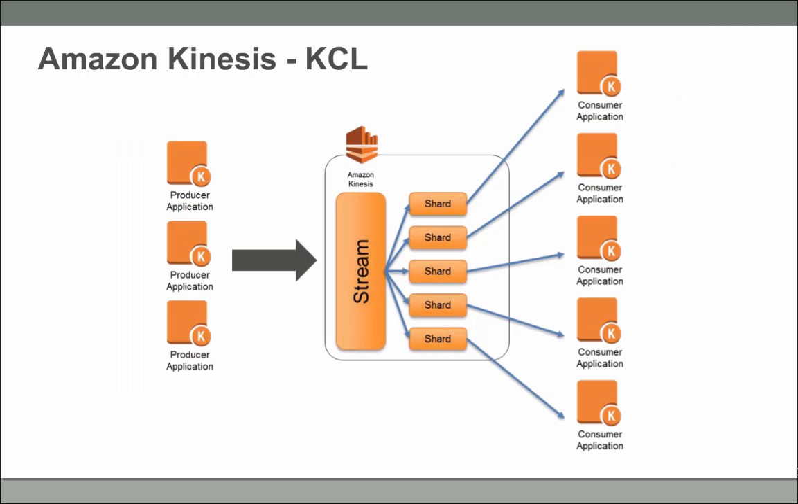So this is sort of a picture of what it looks like. We have these producer applications that are funneling data into this Kinesis stream. In this case, the stream is comprised of 5 different shards, and that means it will need 5 different consumer applications that are all running, because the consumer applications will each read from a specific shard, so that they make sure they're not stepping on each other's toes as they're processing the data.